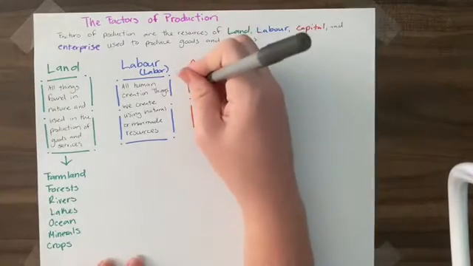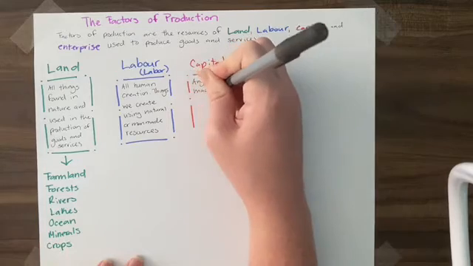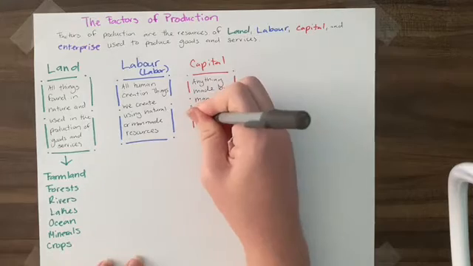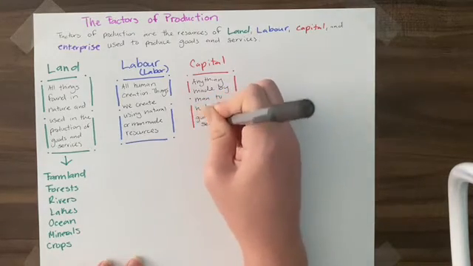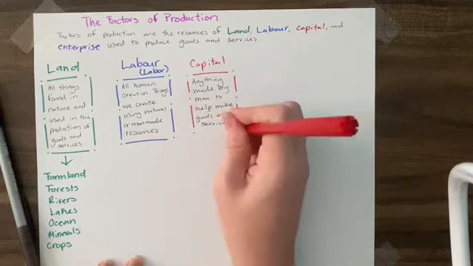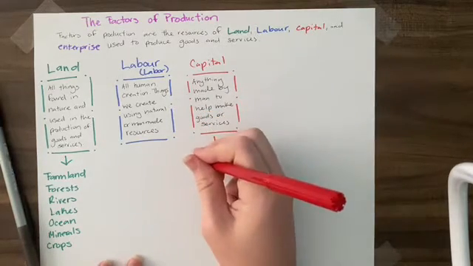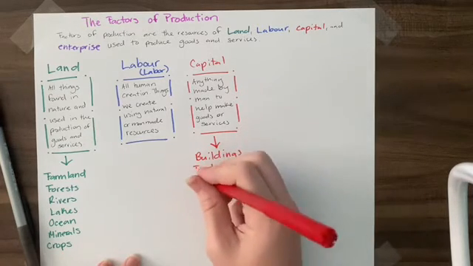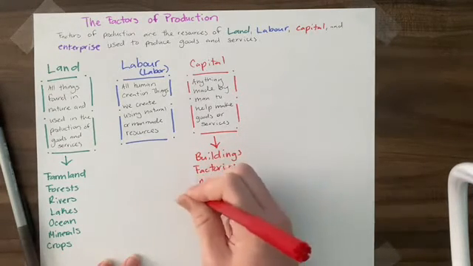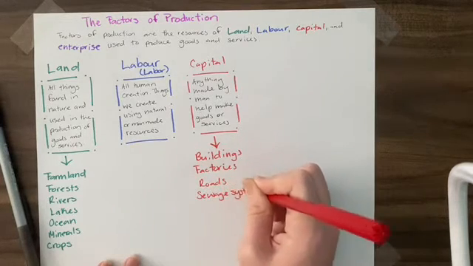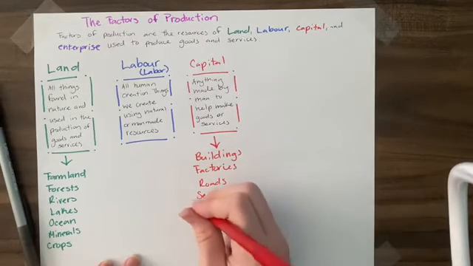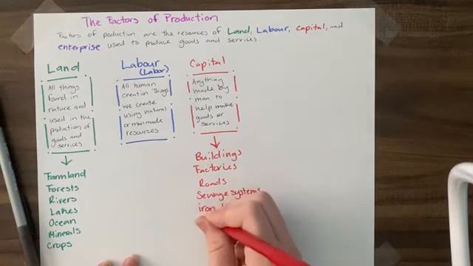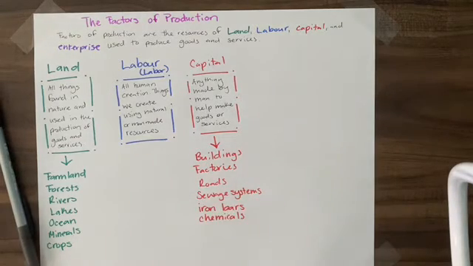All right, and the next one is called capital. It kind of goes with labor. Capital is anything made by man to help make goods or services. So it's the stuff that we make to help us make other things. So like tools, buildings, factories, roads, sewage systems, iron bars, chemicals, anything that we can use to make something else or to keep something else in is a capital resource.